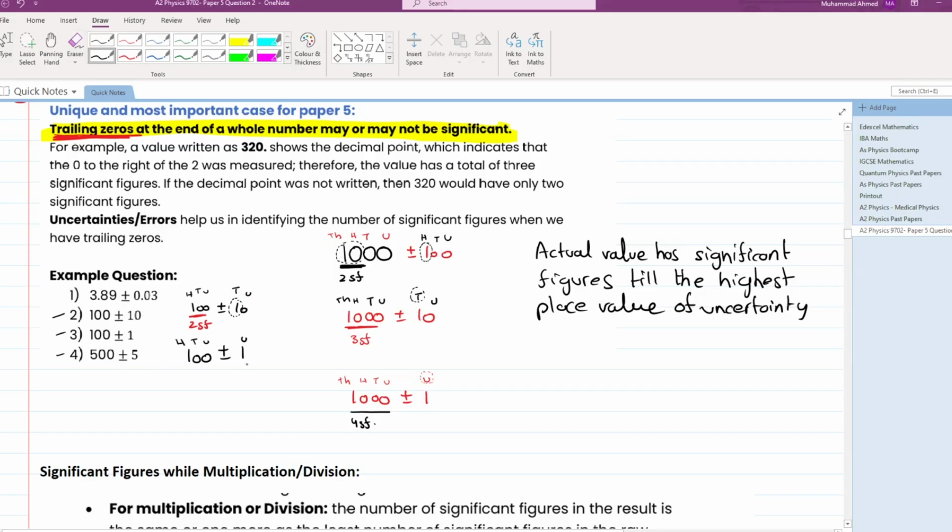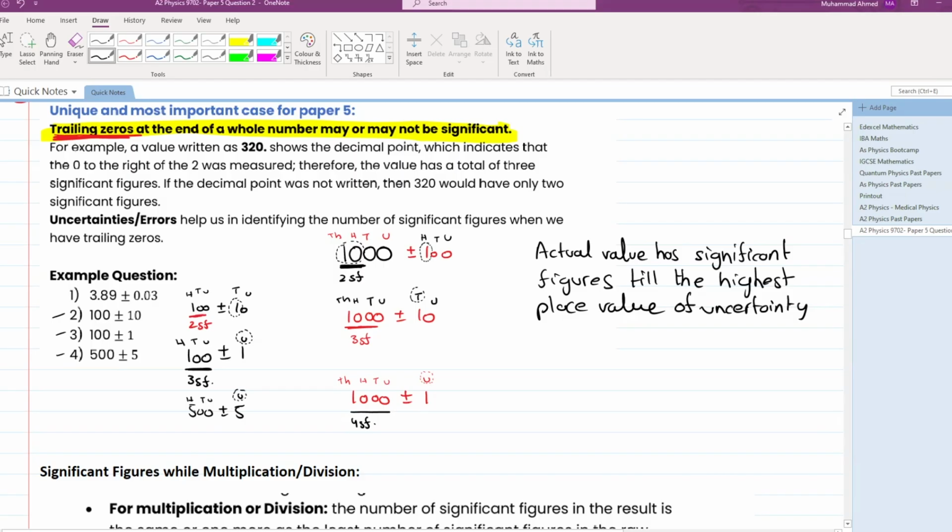Now, what is the highest place value in the uncertainty? Unit. So you will count your number of significant figures till the unit. There are 3 SF. Let's do question 4 as well. 500 plus minus 5. This is unit.